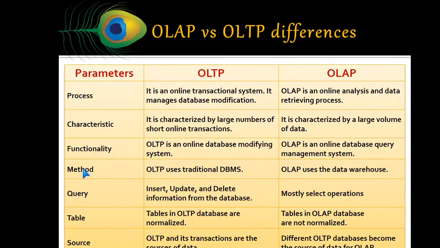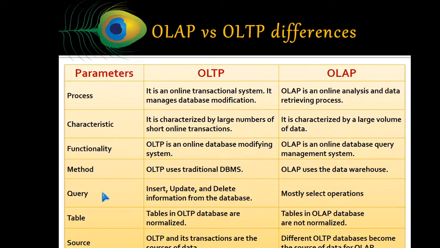Then the method: OLTP uses a traditional DBMS. A traditional DBMS is basically what we discussed as the two-dimensional data model, where we store the data in terms of rows and columns. But OLAP uses the data warehouse, and the data warehouse again uses the multi-dimensional data model, like what we discussed previously about the OLAP cube.